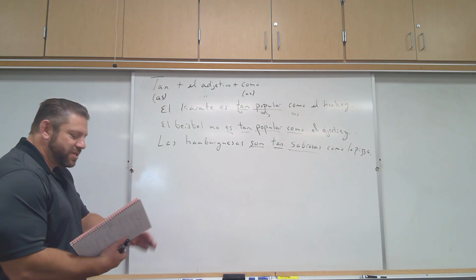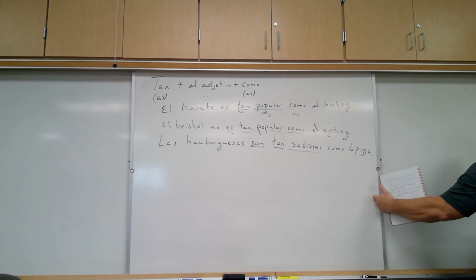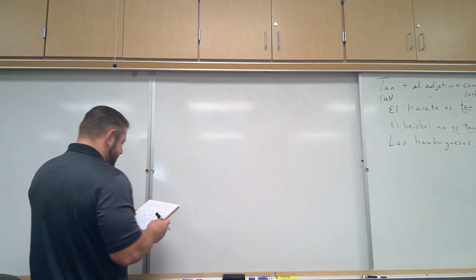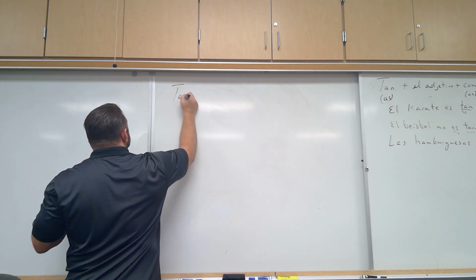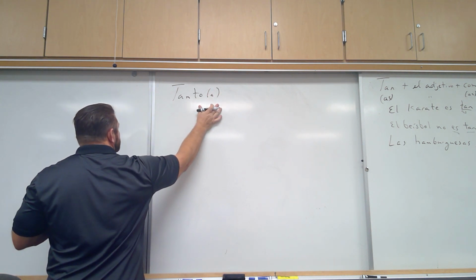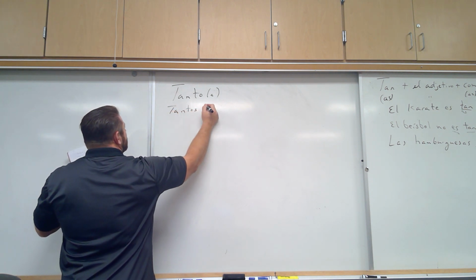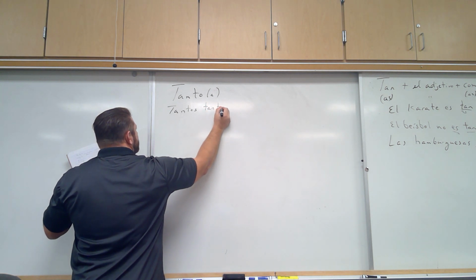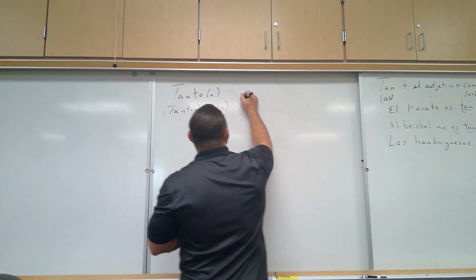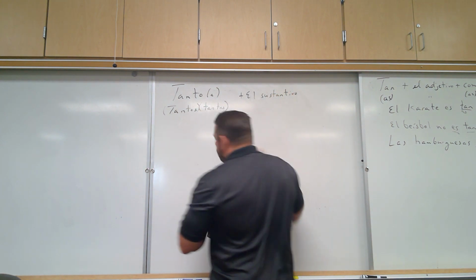So let's go to the other formula. That's actually kind of pretty simple. Let's use a different board here. Here's the other one. So we have the formula tanto or tanta. We have a masculine, feminine form. We also have a plural masculine and a plural feminine form. So we have tantos, and it could be one of the four. Plus, más, el sustantivo. Or you could also say el nombre.